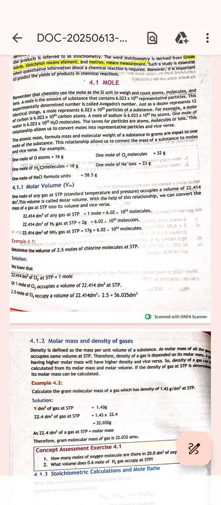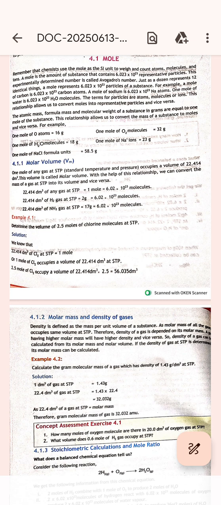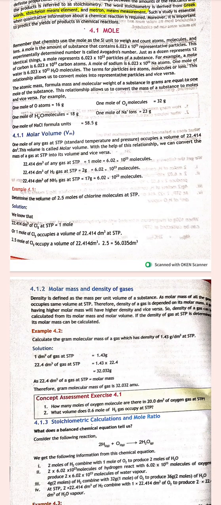So just as a dozen represents 12 identical things, a mole represents Avogadro's number of particles. For example, a mole of sodium is 6.023 × 10^23 sodium atoms, and a mole of water is 6.023 × 10^23 H2O molecules. The atomic mass, formula mass and molecular weight of a substance in grams are equal to 1 mole of the substance. The relationship allows us to convert the mass of a substance to moles and vice versa.